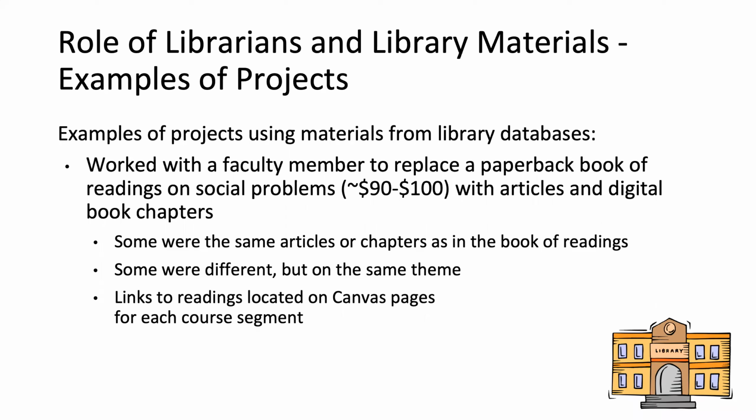The textbook ran about $90 to $100 the last time he used it, which was, I think, 2 years ago. So I'm sure it's more expensive than that right now. So what the librarian did was she first tried to find the same items that were in the current edition of the textbook, the book of readings. Tried to find them in their original source in perhaps a magazine, or in the case of a book chapter, in the book.